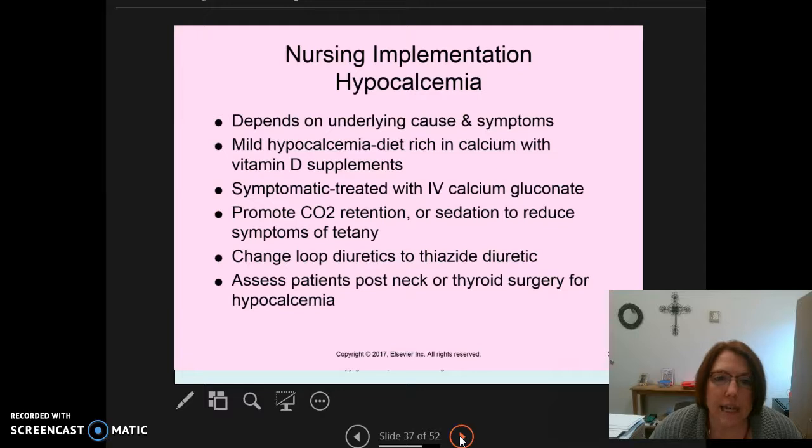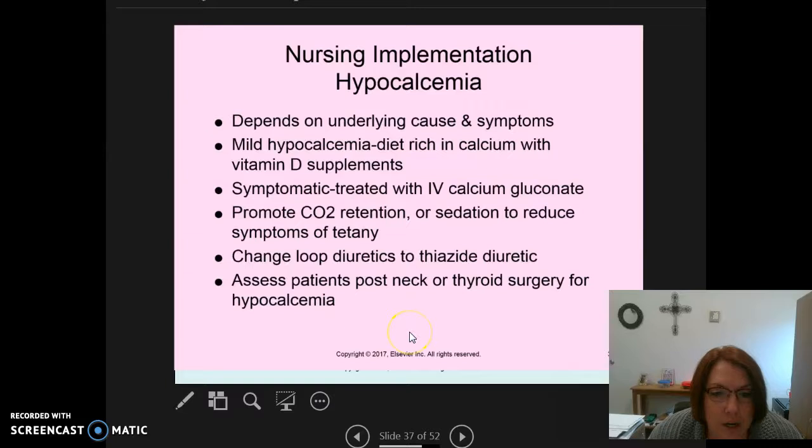The nursing implementations for hypocalcemia depend on the underlying cause, again, and the symptoms. So mild hypocalcemia, they're going to use a diet rich in calcium with vitamin D supplements. All right. Symptomatic, they're going to treat them with IV calcium gluconate, and they're going to promote carbon dioxide retention or sedation to reduce the symptoms of tetany. They're going to change their loop diuretic to a thiazide diuretic. Okay, and then they want to treat any anxiety or pain to prevent hyperventilation, which precipitates hypocalcemic symptoms.